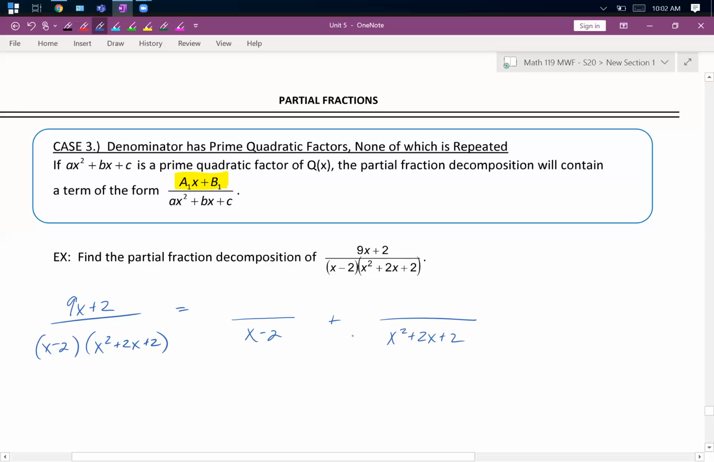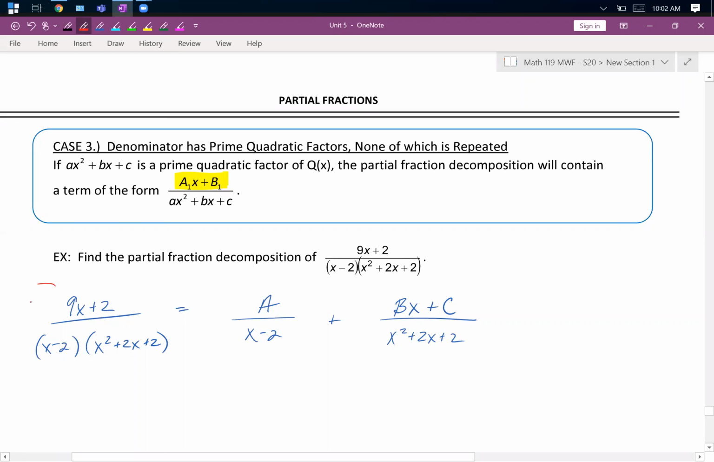Okay, so those are my two denominators. This one's linear, so its numerator has to be a constant. The next one's quadratic, so its numerator has to be linear. And again, we don't want to be reusing variables, so we're going to write this bx plus c. And now we proceed like we do every other one.